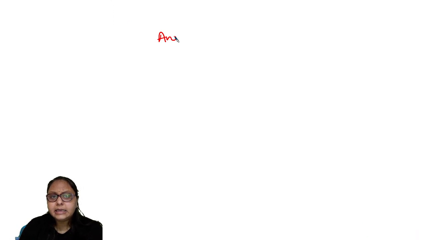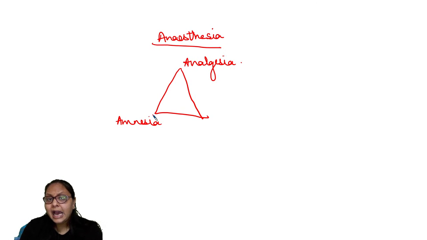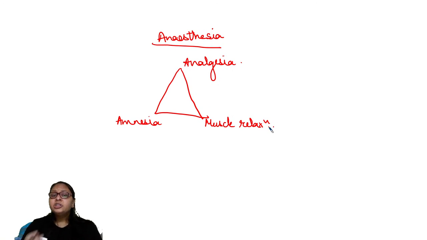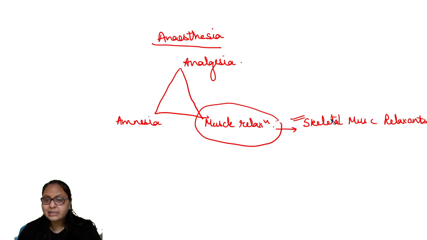So basically, for anesthesia to be a balanced anesthesia, we need three components. We need analgesia, ki patient ko pain na ho. We need amnesia, patient should not remember anything. And we need muscle relaxation. Kyun, the skeletal muscle relaxation, why? So that we can easily intubate the patient and the surgeons can easily perform on those patients. This muscle relaxation is provided by drugs known as skeletal muscle relaxants, and these skeletal muscle relaxants are of two types.